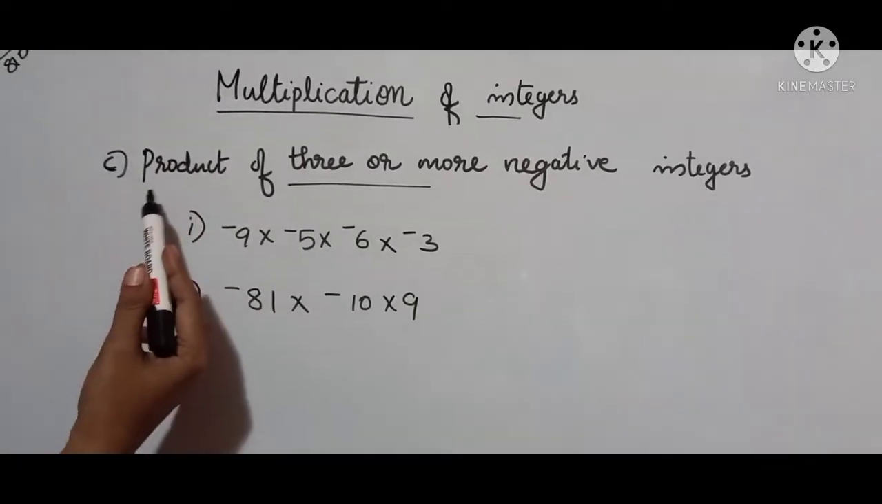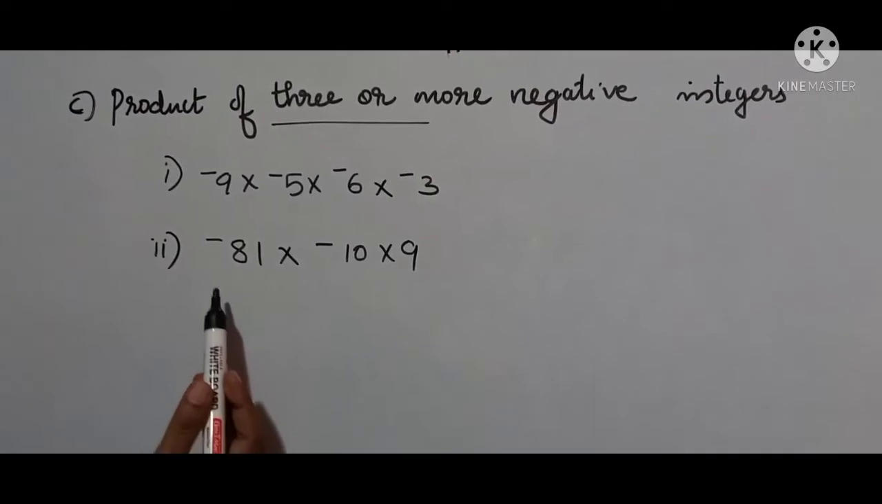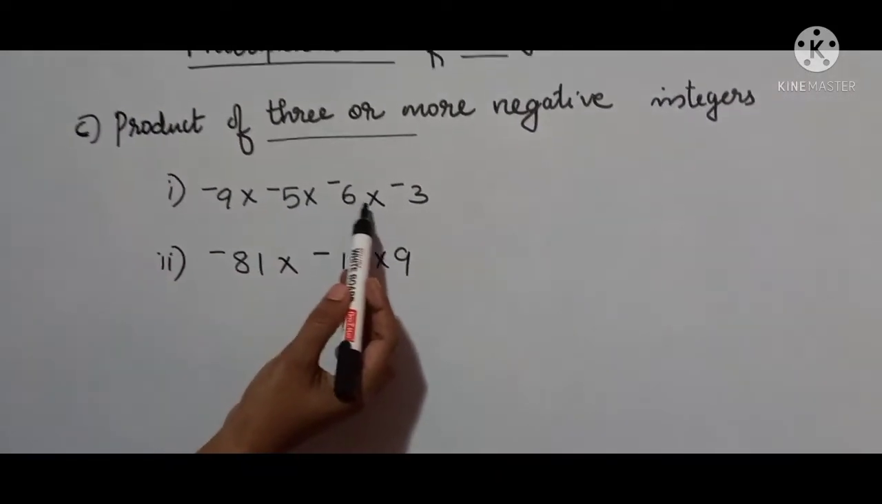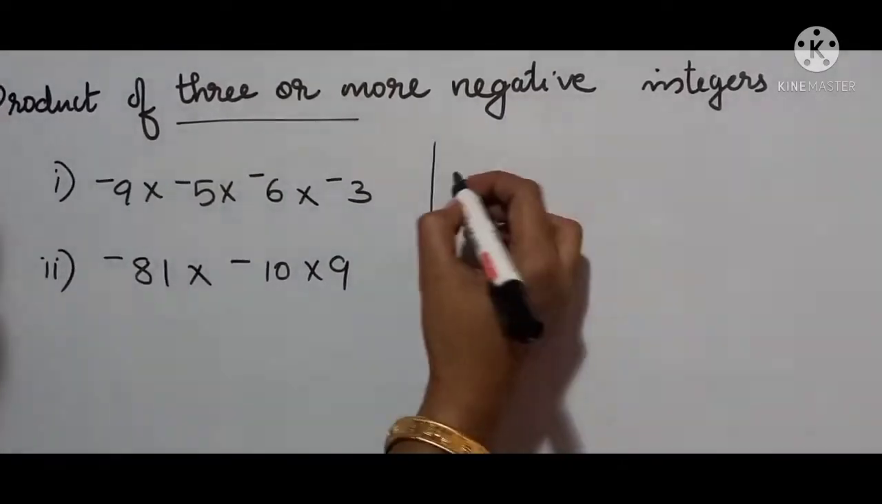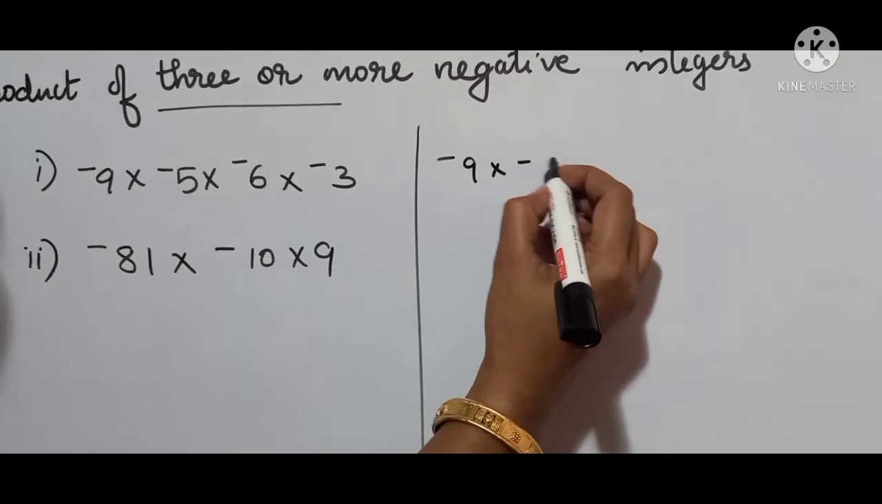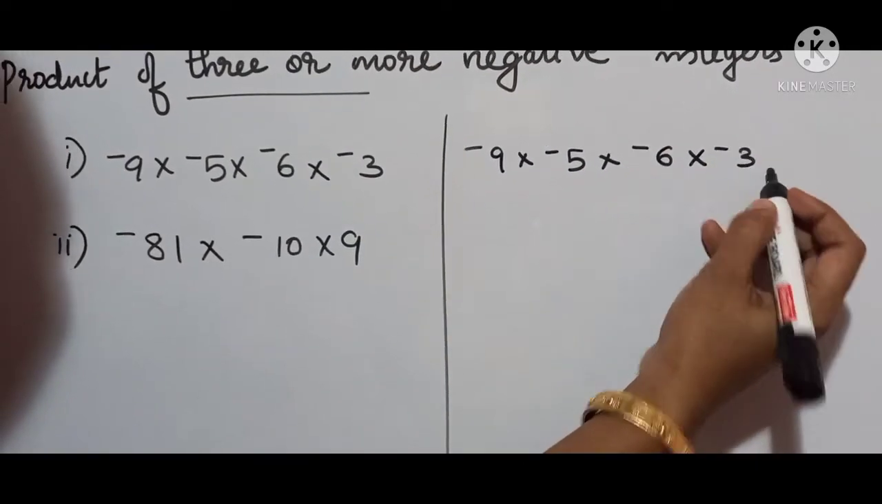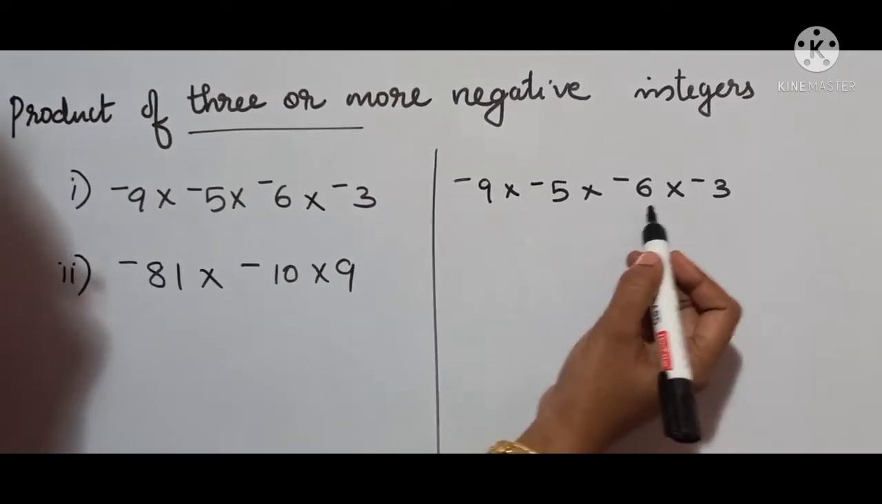Next we can see how to find the product of three or more negative integers. I have selected two questions here. The first one is minus 9 into minus 5 into minus 6 into minus 3. We can solve that first. Here just count the number of negative integers: 1, 2, 3, 4.